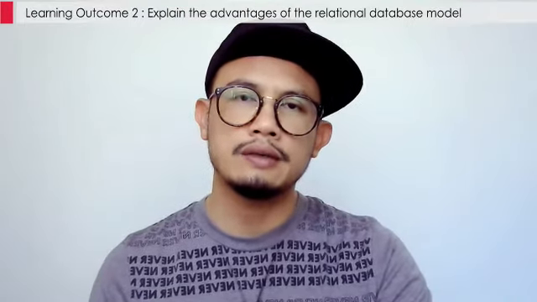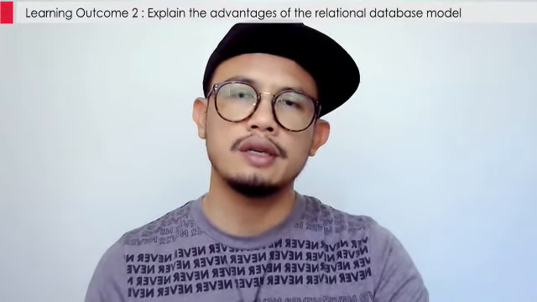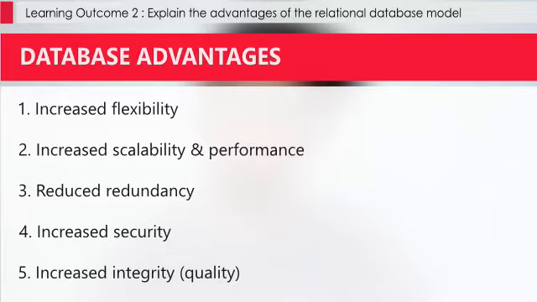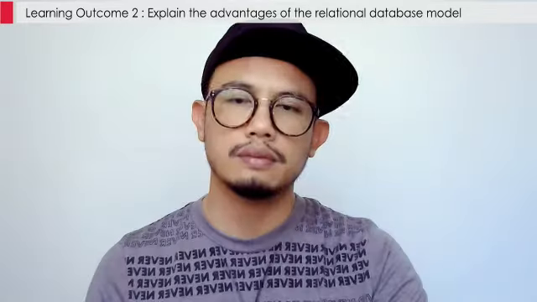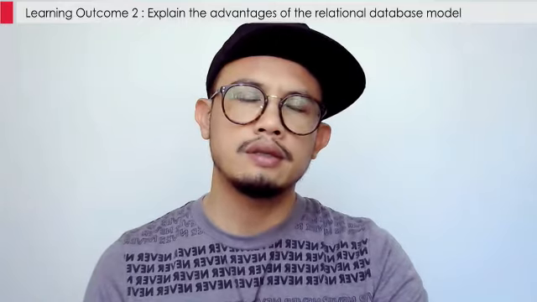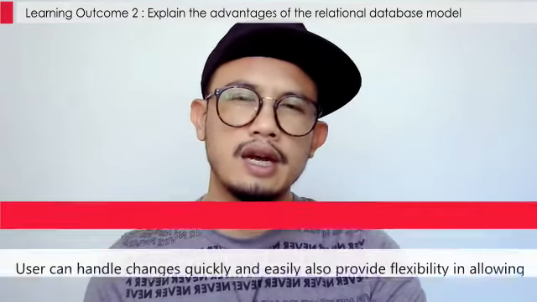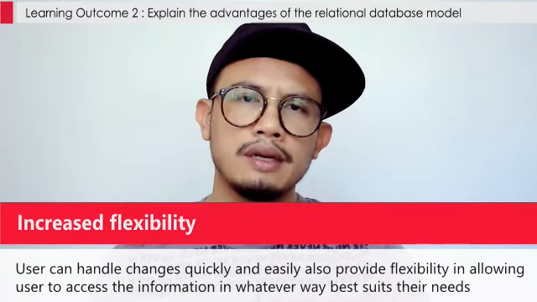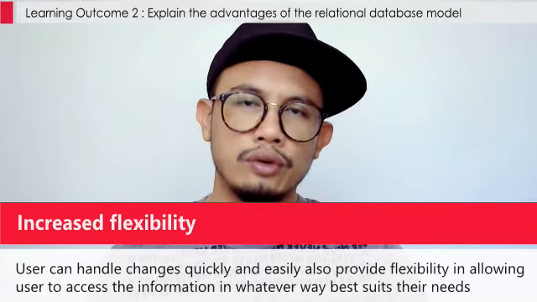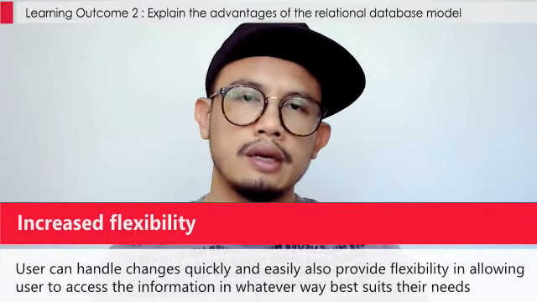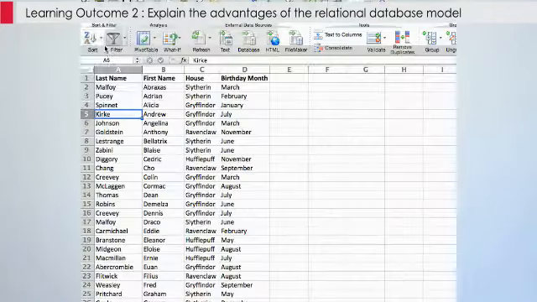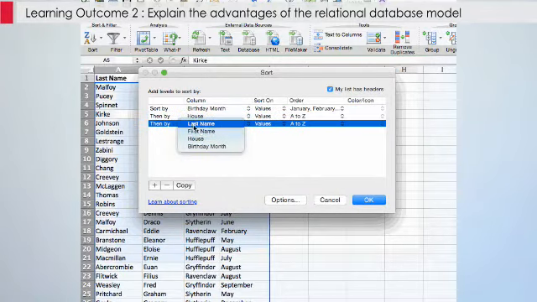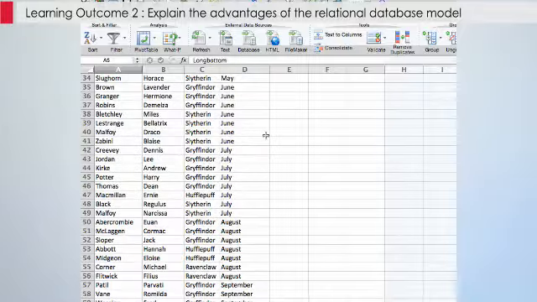Learning outcome number 2, explain the advantages of relational database model. Number 1 is that using a database increases the flexibility of the information itself. It means it is much easier for users to use the information that is actually stored in the database system. Let's say you want to organize the data according to alphabetical order, so you can sort the data or information available in the database.